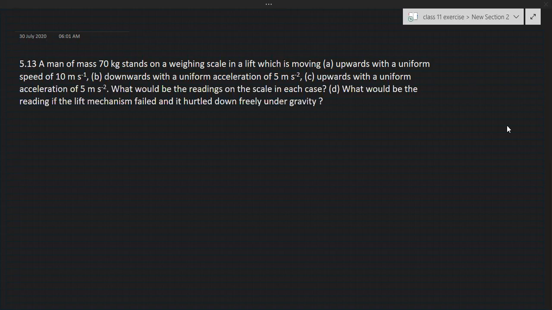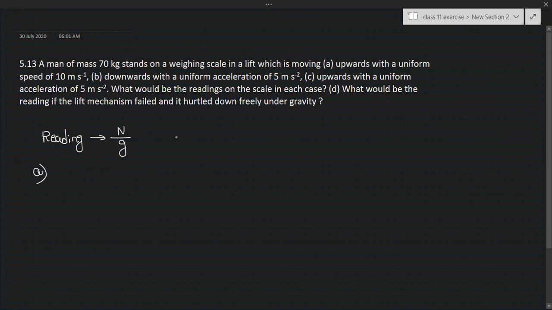A man of mass 70 kg stands on a weighing scale in a lift which is moving in different cases. Now we will see each and every case. First of all, the weighing scale reading is equal to the normal reaction by g. So this is the reading of the weighing scale. Now we'll see the first case.